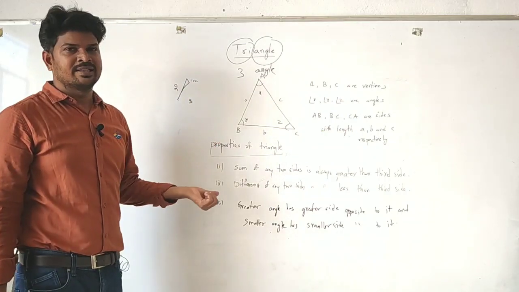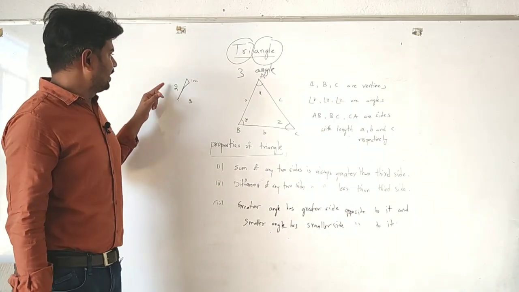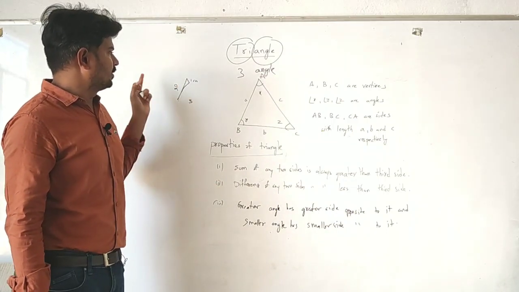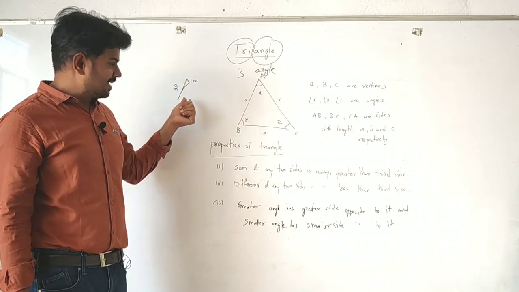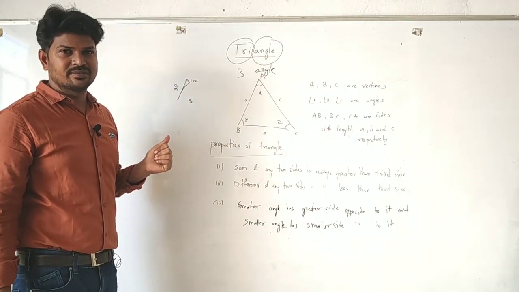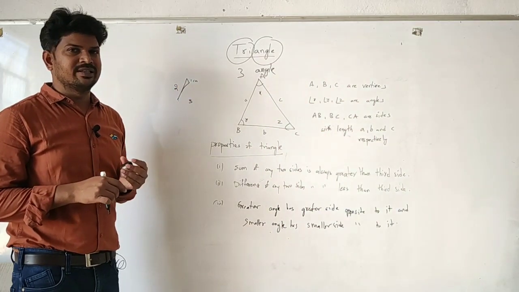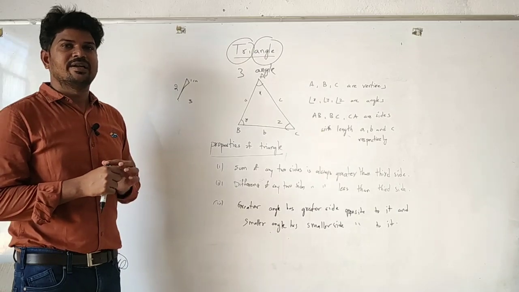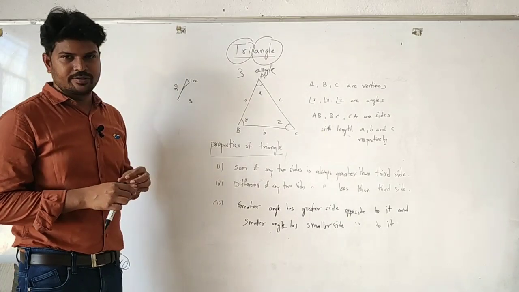Similarly, we have another property: the difference of any two sides must be less than the third side. If these two are not followed, then they don't form a triangle. So this is very important.